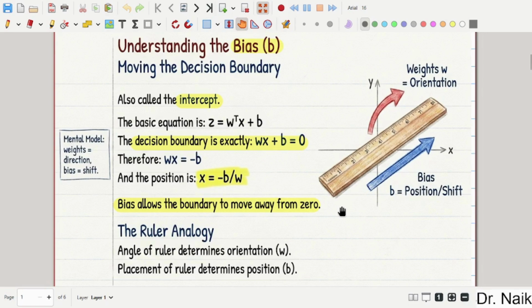Now consider the example of the ruler. The angle of the ruler determines the orientation. That means it is a W, and the placement of the ruler determines the position. So that means it is a B. So bias means a position or a shift, and W or weight means orientation.